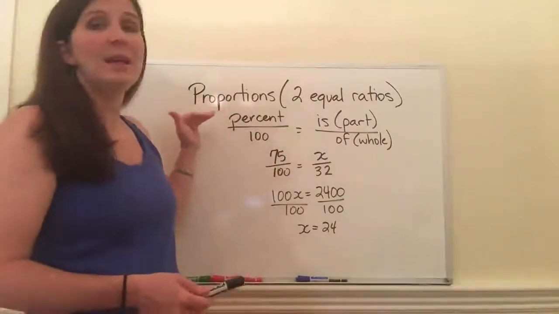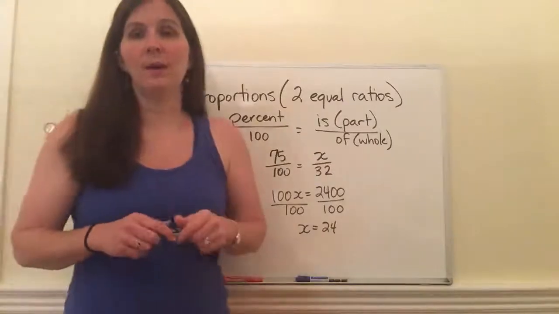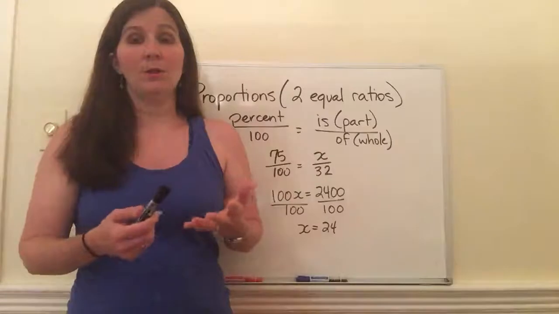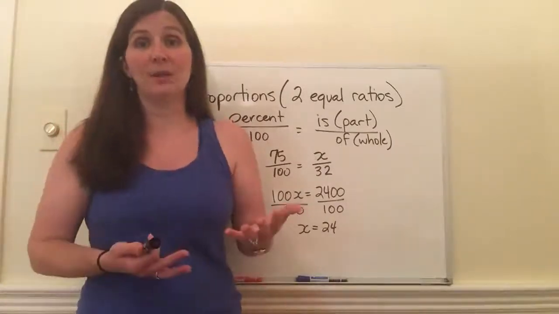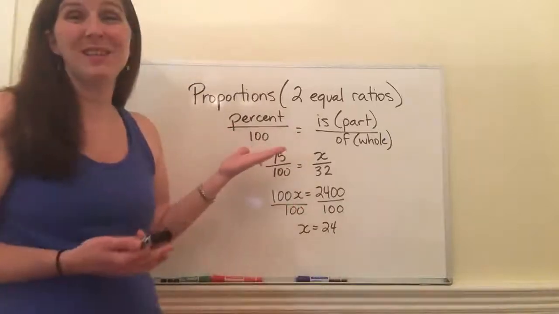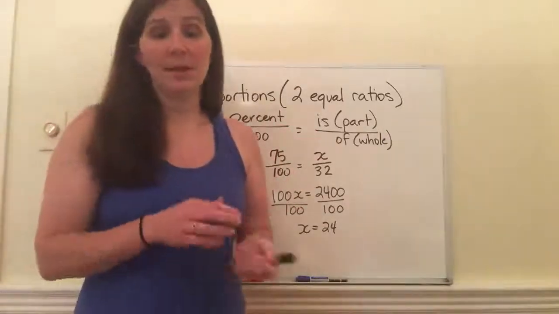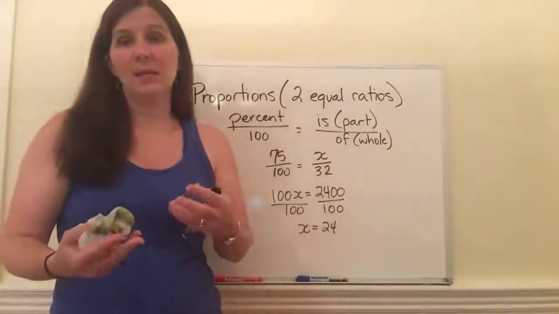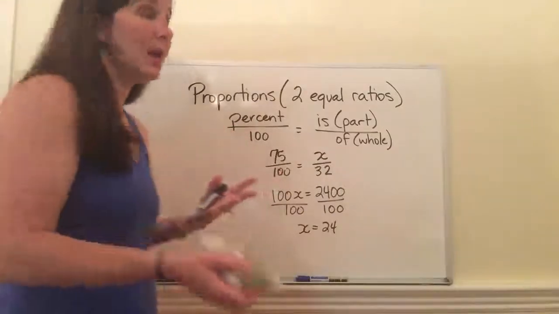But if you're in a restaurant and you're trying to figure out how much tip to leave, if you're trying to figure out how much money you're going to save because of a discounted price, you're not going to want to sit there and set up a proportion. So this next method is a little bit more basic and user-friendly when you're wanting to use it in real life.